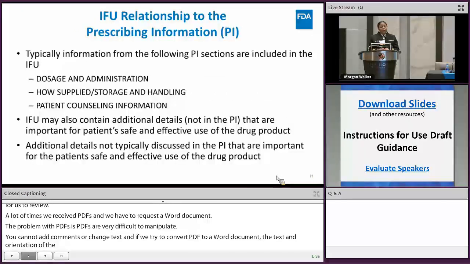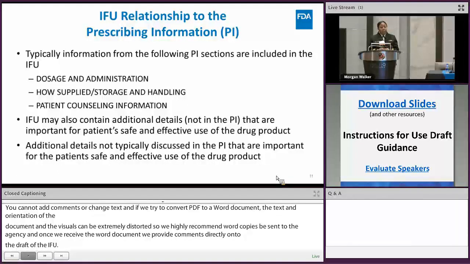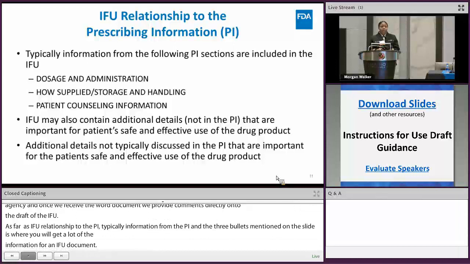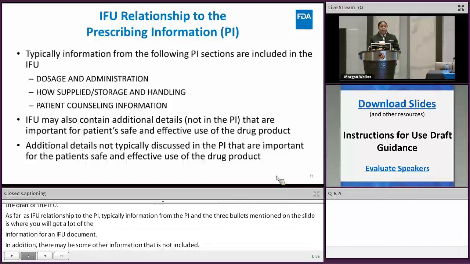As far as the IFU's relationship to the PI, typically information from the PI in the three bullets mentioned on the slide is where you will get a lot of the information for an IFU document. In addition, there may be some other information that's not included in these sections that may be pertinent to be used in an IFU document, such as steps that may involve how, once you mix a particular drug product with food, how will that look? Will it be a color change, a texture change? Things that the patient may need to be aware of that need to be included in the IFU that may not be included in the PI.